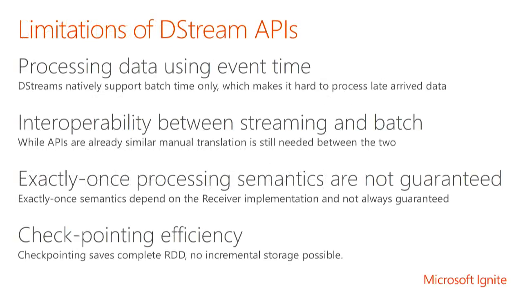So DStreams had some limitations when it first came out. Out of order processing of events was not handled very nicely in DStreams. Exactly once processing was also not guaranteed with the DStreams APIs. There was also not a single unified API between your batch analytics and your streaming analytics, and checkpointing was not implemented very efficiently with DStreams.